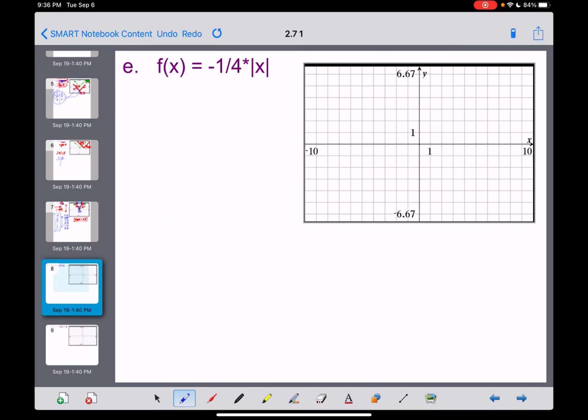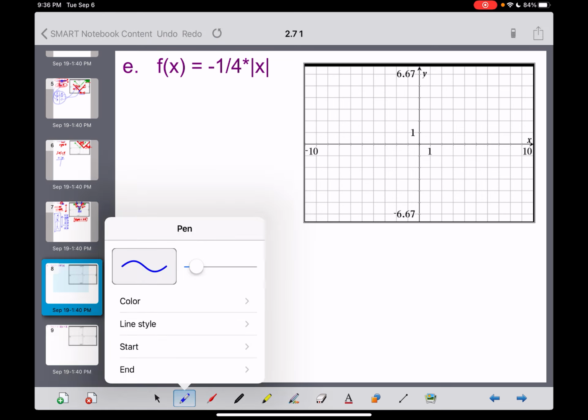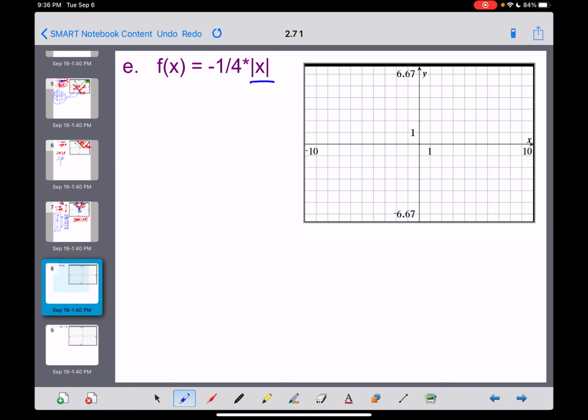All right, 2 more here, guys, then we're about done. E is just a variation on what we did there in D a second ago. This time, though, everybody, you have the absolute value of x, and I'm sorry, my smartboard doesn't do a good job of this. If I was writing it by hand, it would look like this. F of x is equal to negative 1/4 times the absolute value of x.